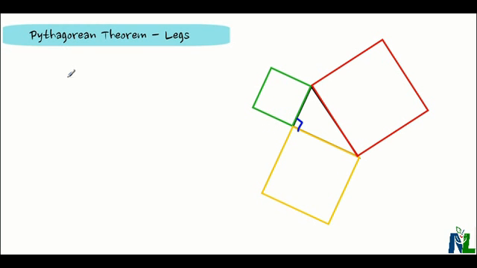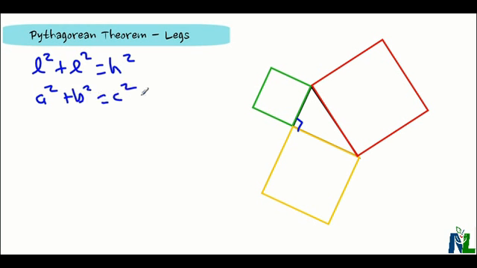So for our Pythagorean theorem, again, it's leg squared plus leg squared equals the hypotenuse squared. So when I write this as a squared plus b squared equals c squared, a and b are the legs and c is the hypotenuse. So the first thing that you really need to make sure you do is have a look at your triangle and identify which sides are your legs and which side is the hypotenuse.